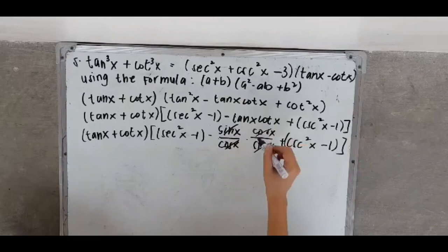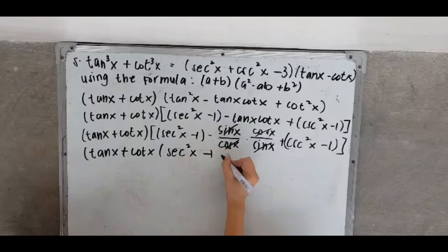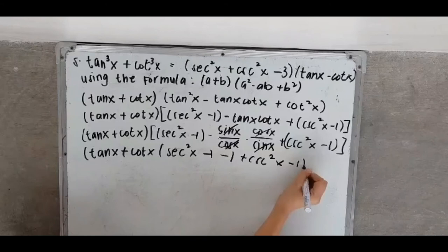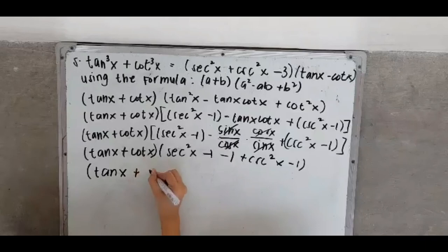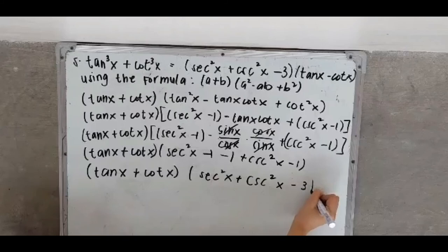We will now distribute the negative, so it will be secant squared x minus 1 minus 1 plus cosecant squared x minus 1. We now combine like terms. The answer will be secant squared x plus cosecant squared x minus 3. Tangent x plus cotangent x times secant squared x plus cosecant squared x minus 3 is the final answer.